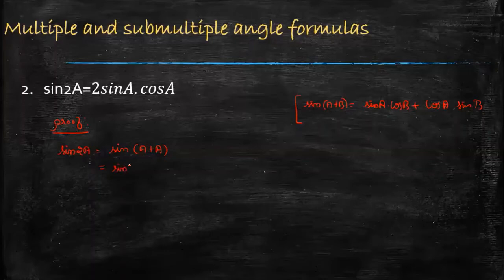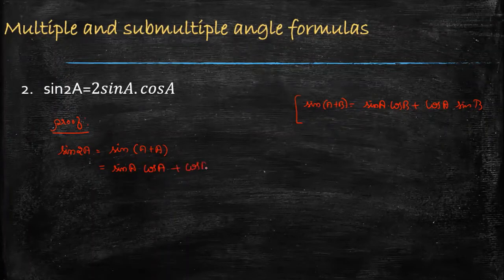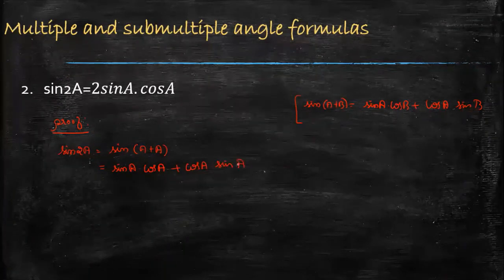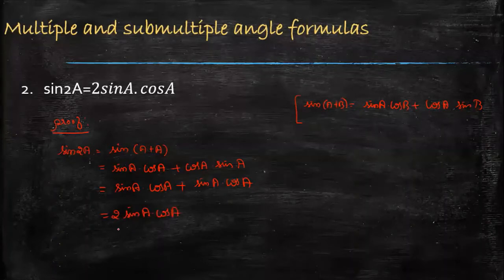So sin of first angle into cos of second angle plus cos of first angle into sin of second angle. Here the second angle is also A. So this is what you get: sin A into cos A plus cos A into sin A. Cos A into sin A I can also write as sin A into cos A. So how many times is sin A into cos A there? Here it is 2 times. So it's 2 sin A cos A. So this is how I prove sin 2A is equal to 2 sin A cos A.